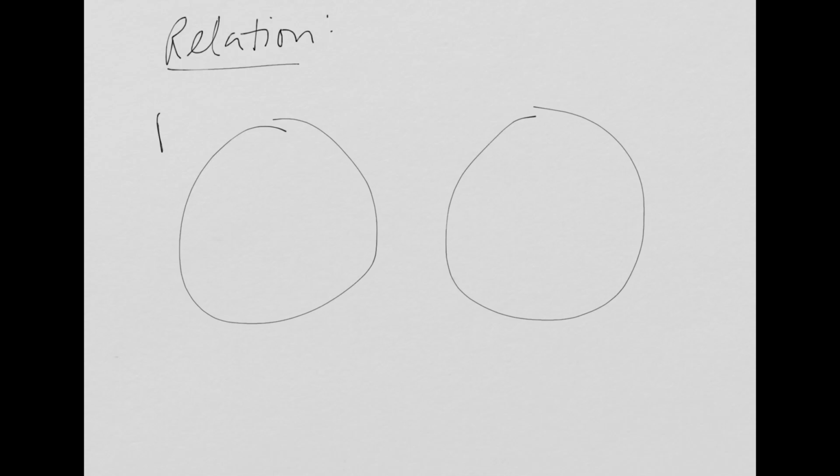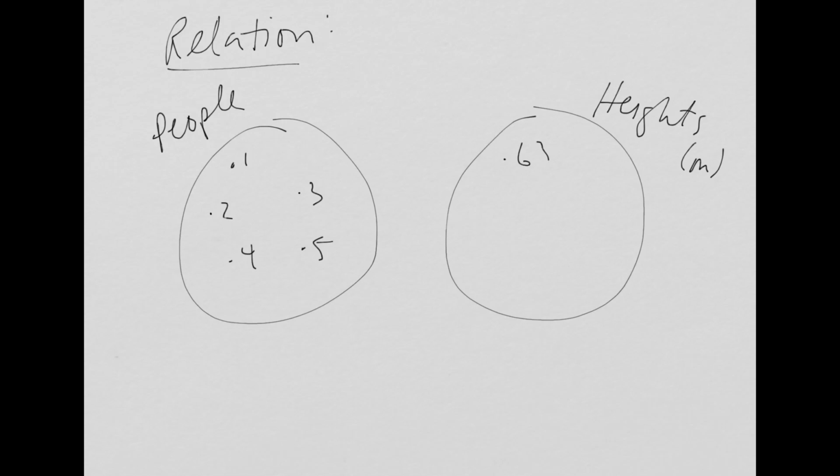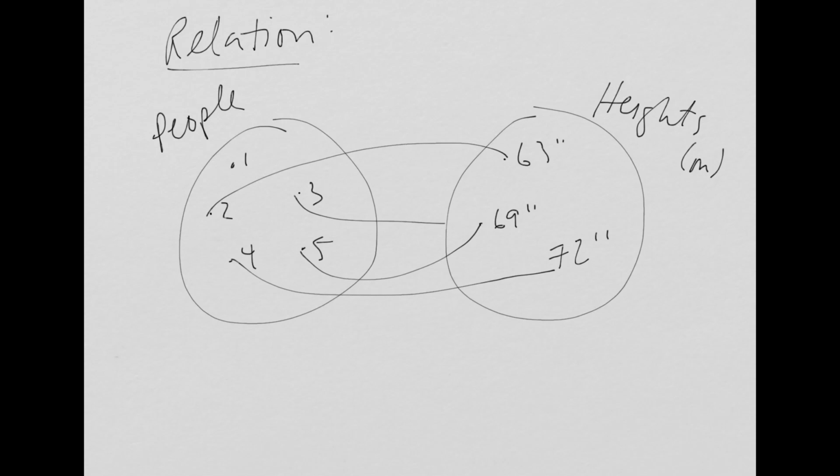So as an example, let's say that I have people over here, and I have their heights over here. So I have person 1, person 2, person 3, person 4, and person 5, and these are going to be in inches. So how about 63 inches, 69 inches, and 72 inches. So a relation is just where I correspond the two. So I'm going to say that person 5 is 69 inches, person 4 is 72, person 2 is 63, person 3 is 69, and person 1 is 63.